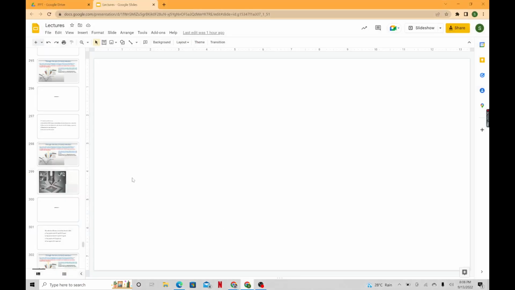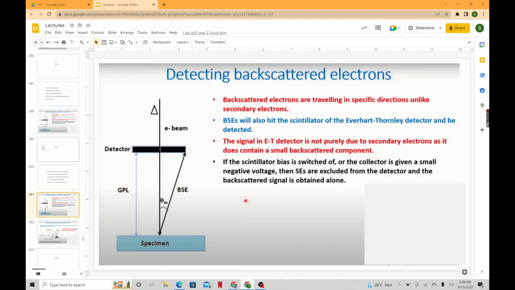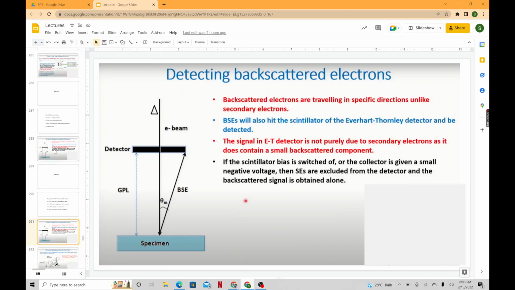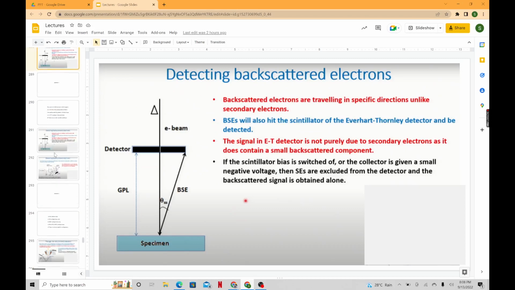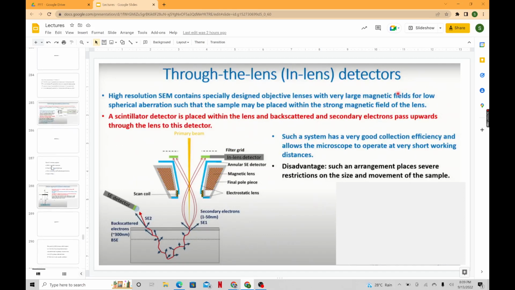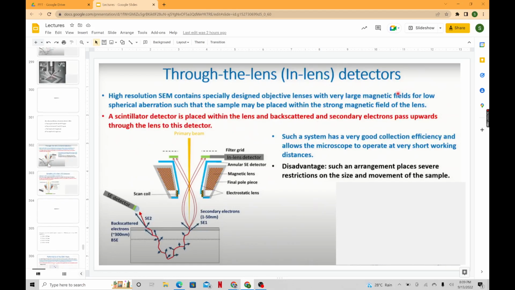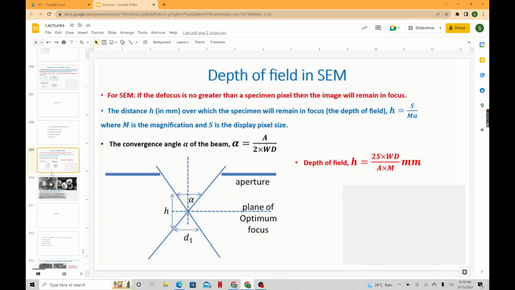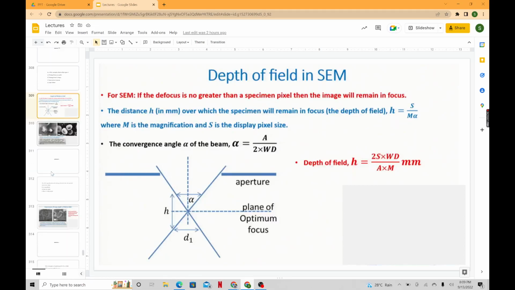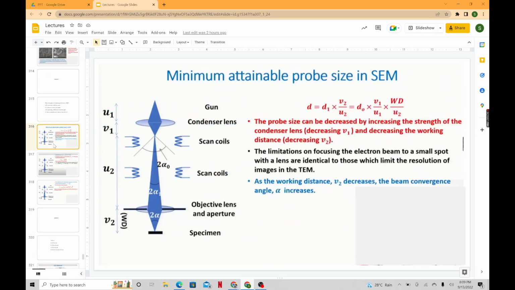Let me see. Which one are you saying about? I did not get it. Optics. Was it in my slide? Let me check. Not this one. Not this one.